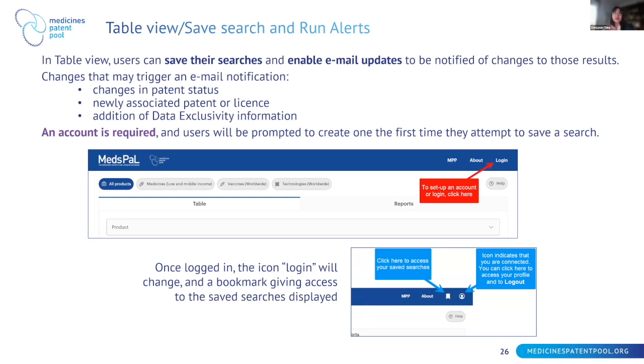Once you log in, the login icon on the top banner will change into a bookmark and a profile icon. The bookmark icon is the one for you to access all your saved searches. And for the profile icon, you can go there to access your profile, maybe reset your password, or if you want to log out.